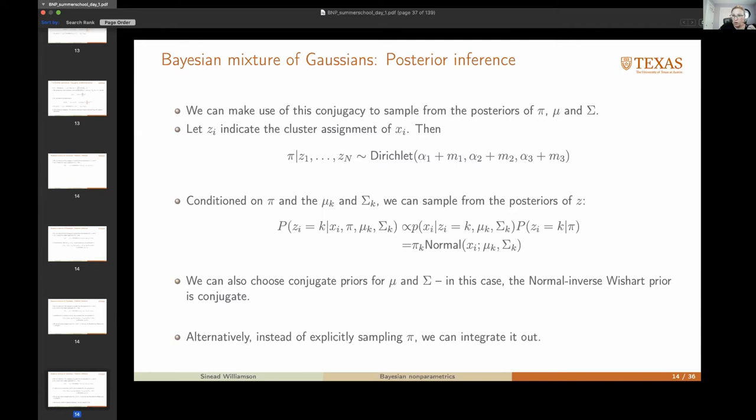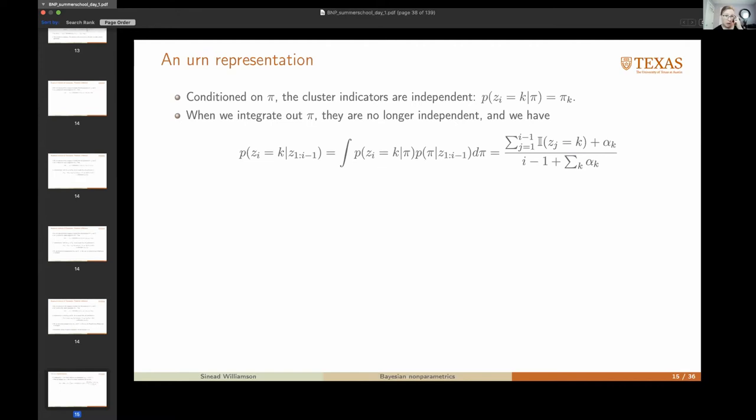Now, we've come up with a distribution over pi, but rather than explicitly instantiating it like we did here, we can also integrate that out. Now, conditioned on pi, we assumed that the observations, the cluster indicators, were independent. Right? They were all IID samples from pi. If we integrate out pi, they're no longer independent. Right? And we can do that math, and we end up with this form for the conditional distribution of the cluster indicator for the ith data point conditioned on all the previous. Now, rather than think too much about this integration, we're going to represent this in terms of an urn analogy.